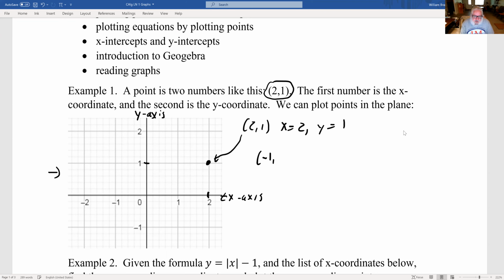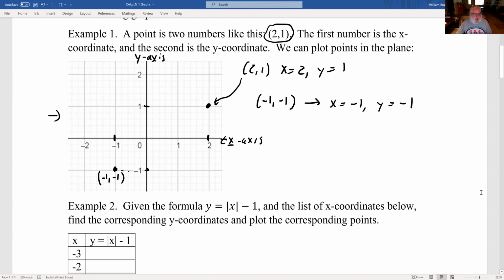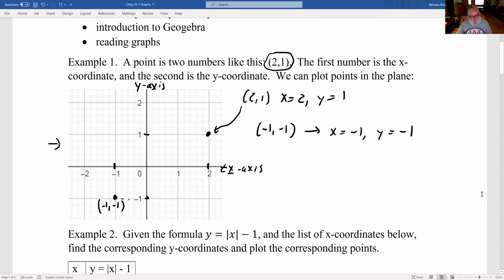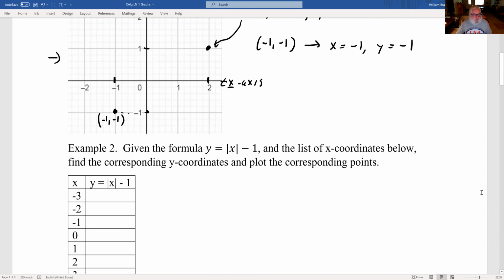All right, the point (-1, -1). That means x is the first number, that's -1. Y is the second number, that's also -1. So on the x-axis, we look for -1, that's here. On the y-axis, we look for -1, that's there. And where these two lines intersect, that gives us the point (-1, -1). So two numbers, first one's the x-coordinate, second one is the y-coordinate.